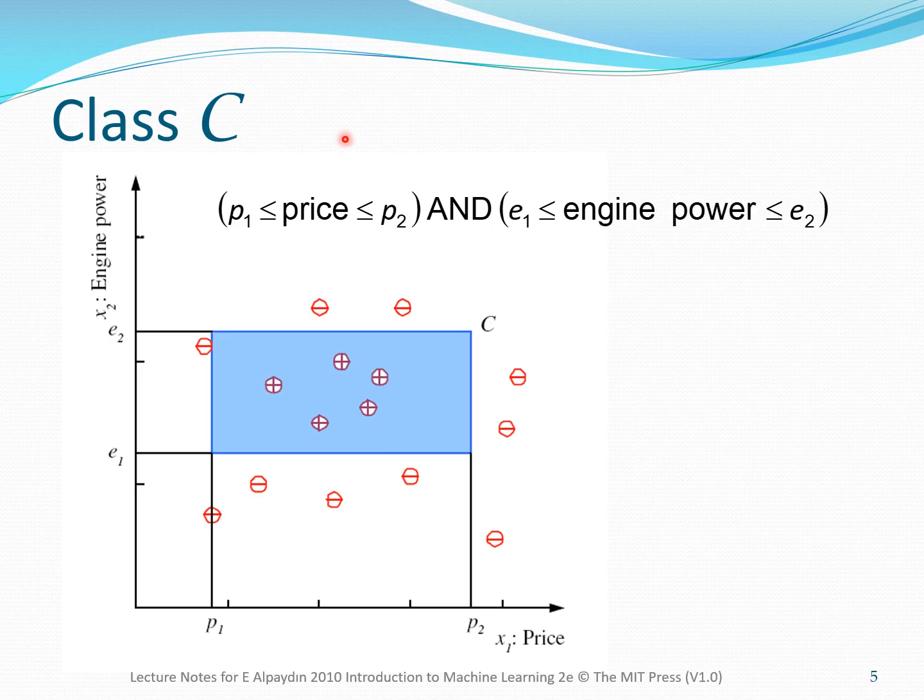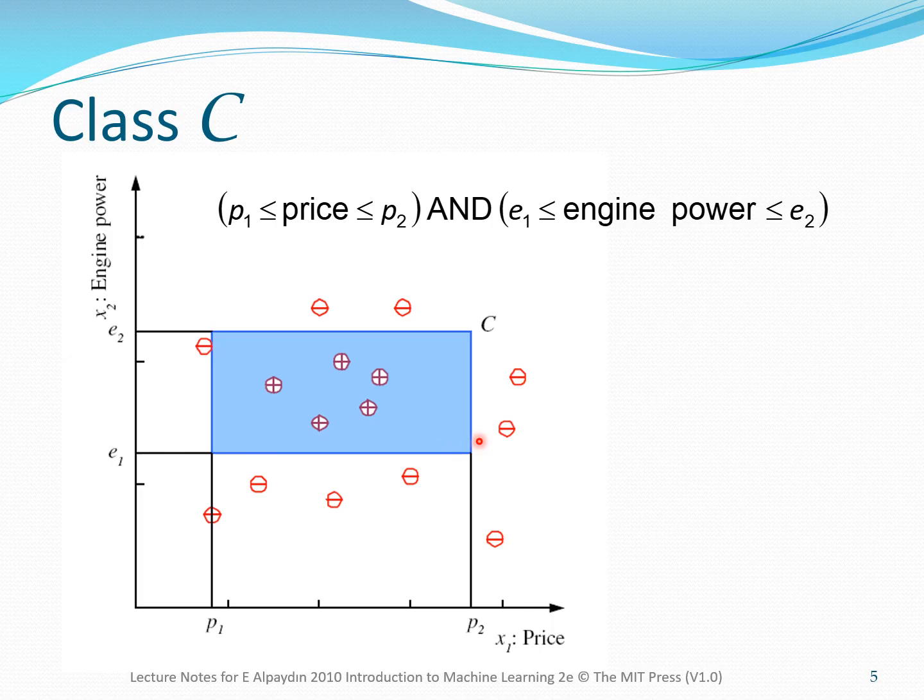Example of a hypothesis class. See, the class of a family car is a rectangle in the price engine power space. This is the rectangle space.